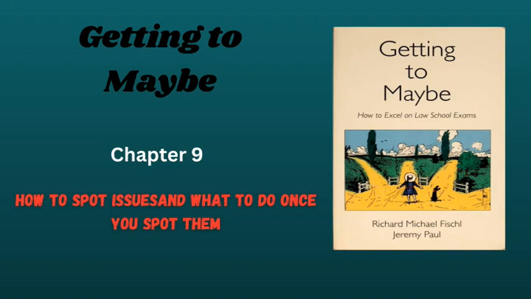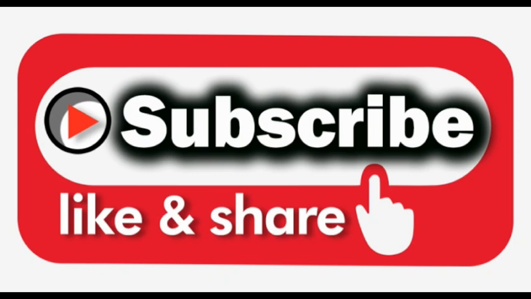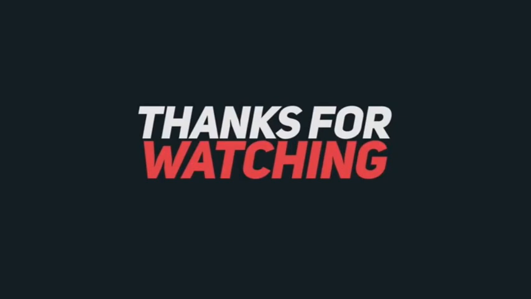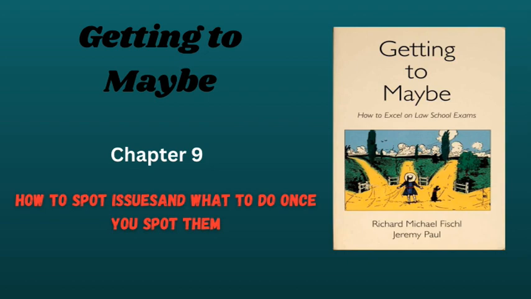Chapter 9. How to spot issues and what to do once you spot them. Now that you have seen what issues, or what we have called forks, look like, there are only two questions you need to answer to ensure your place at or near the top of your class. First, what can you do to learn to recognize forks when they appear on your exams?